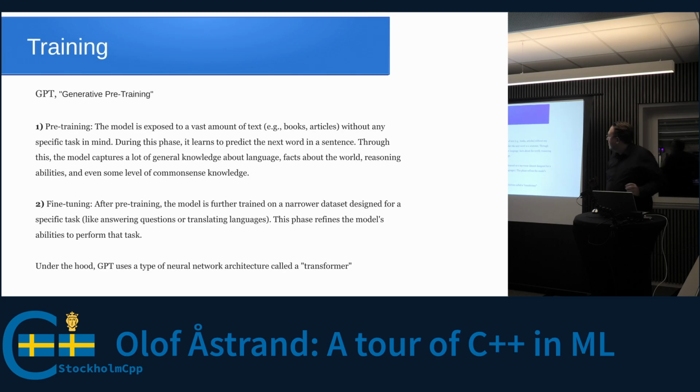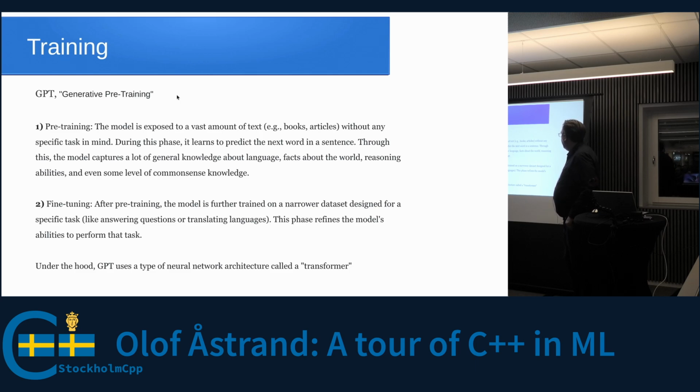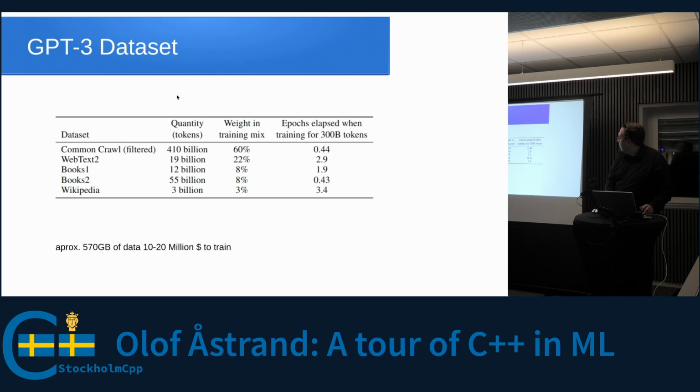Yeah, so this is generative pre-training. To feed the network firstly with a lot of text, but not so much labels and context. It's just for pre-training. And then after pre-training, you do the fine-tuning. Okay, so this is the amount of data that was used for GPT-3. And it was estimated that it cost about $20 million to train this one.